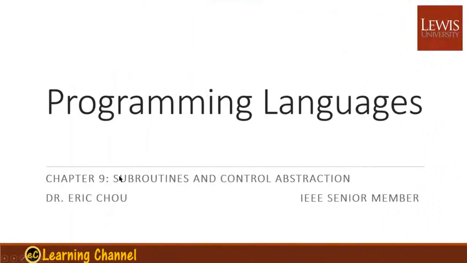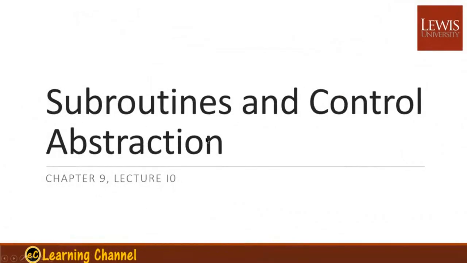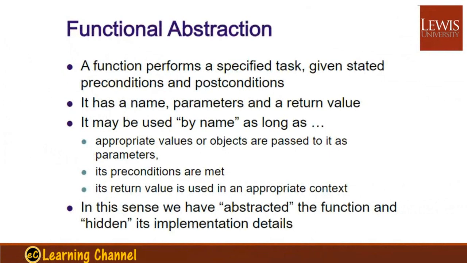Welcome to Chapter 9, Subroutine and Control Abstraction. Subroutines and Control Abstraction. In Chapter 8 and Chapter 7, we talked about data structures and composite data types. In this chapter, we will focus on control structures. First, let's talk about functional abstraction.